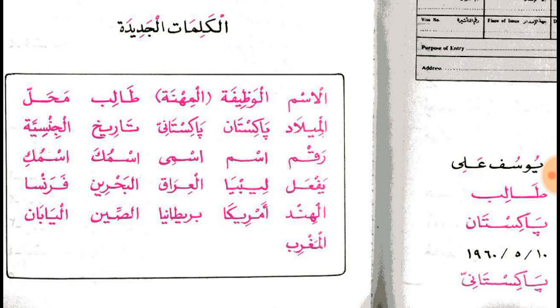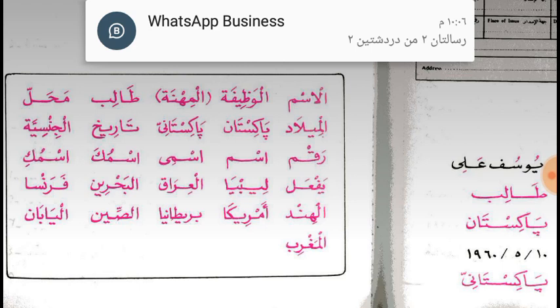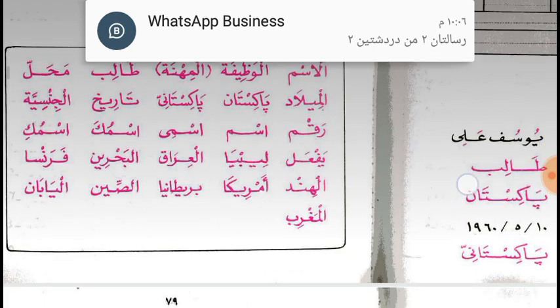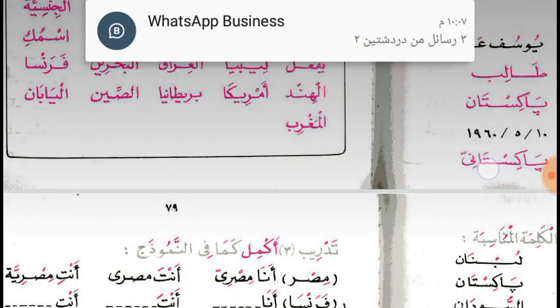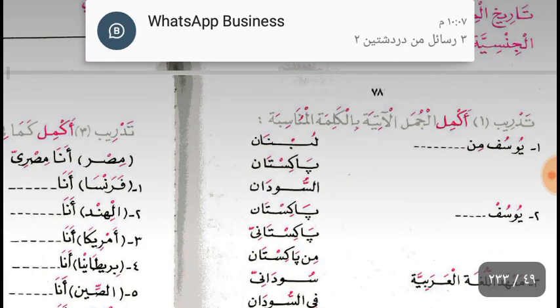Libya means Libya. Al-Iraq means Iraq. Al-Bahrain, Bahrain. France. Al-Hind, India. America. Britannia, British or Britain. Al-Sin, China. Al-Yaban, Japan. Yes. Okay, Al Maghrib, south, sorry, west? No, Morocco. Morocco, okay, sir.